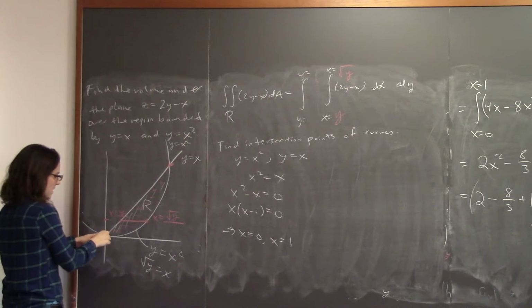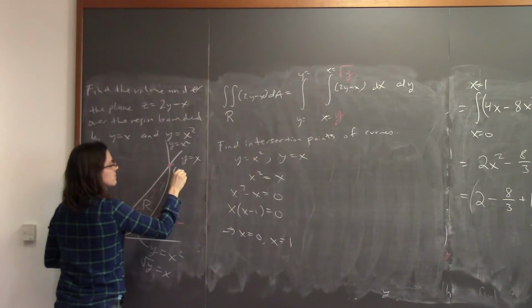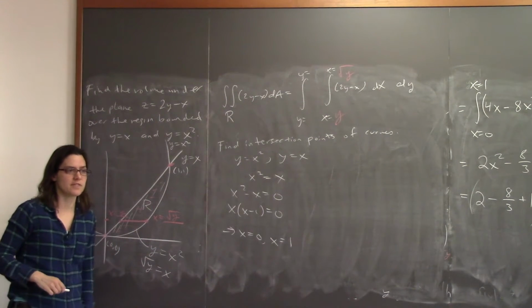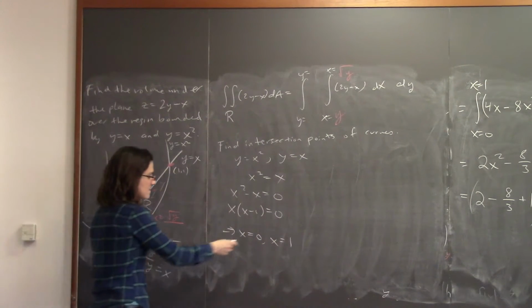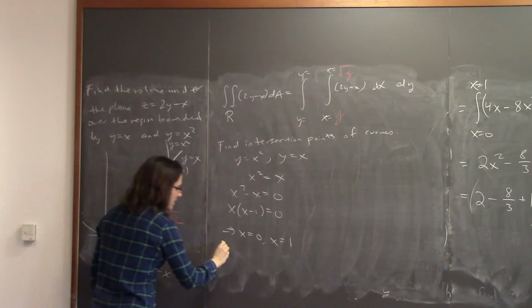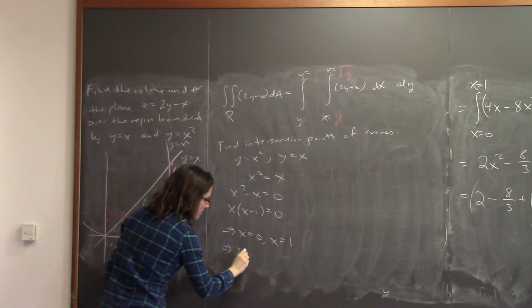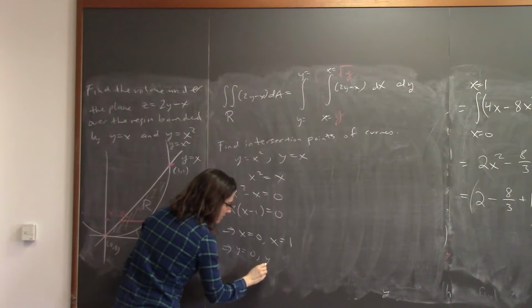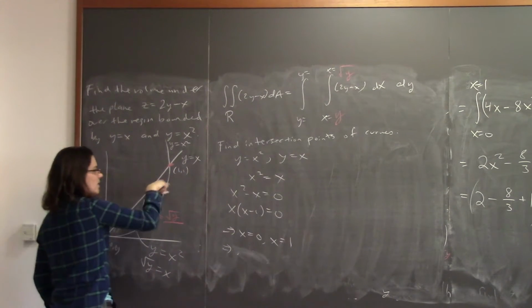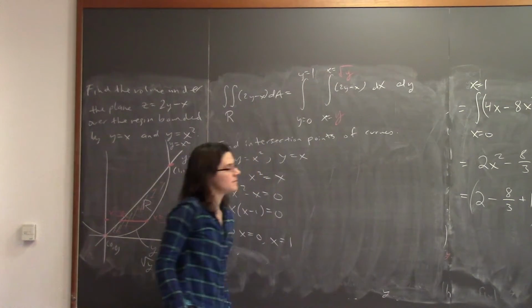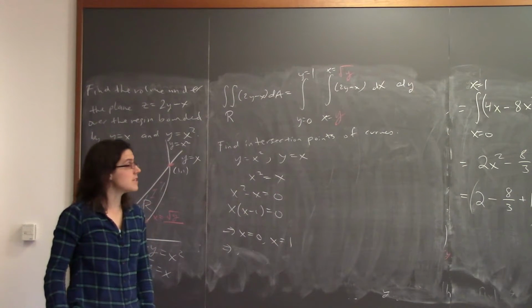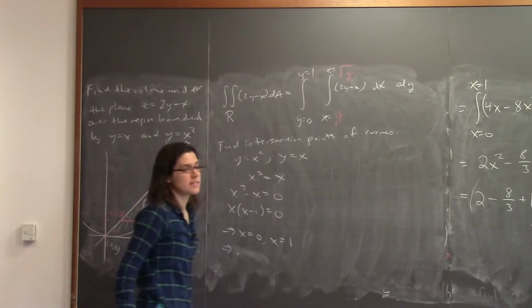Okay, those are intersection points. So we have here 0, 0, and here 1, 1. You might have already known that. But if you had a more complicated function, you would have to solve for the intersection points. So from this, we know that x goes from 0 to 1. So we're also going from y equals 0 to y equals 1. Okay, so it's 0, 0 to 1, 1. So y goes from 0 to 1. Okay. So now we have variables in both of our limits of integration.